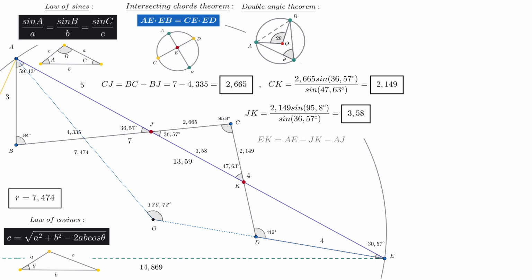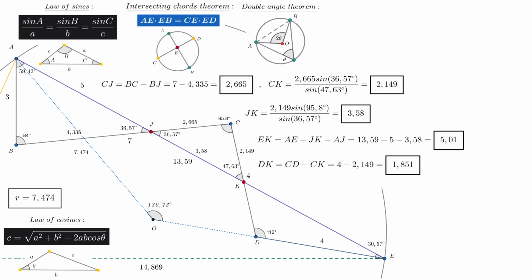EK is just AE minus JK minus AJ, which is 13.59 minus 5 minus 3.58, which is 5.01. ED is 4 from our initial conditions, and DK is 4 minus 2.149, which is 1.851. Okay, so now we're prepared to calculate the area of these three triangles and the area of the circle segment that's enclosed by the chord AE.